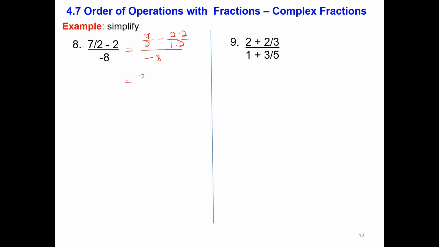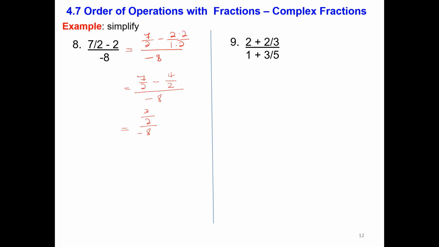And we had 7. Let me write better. We had 7 minus 2 times 2, which is 4, over 2, minus 8. And now we had a common denominator, then we just keep the denominator. 7 minus 4 is 3, divided over negative 8.